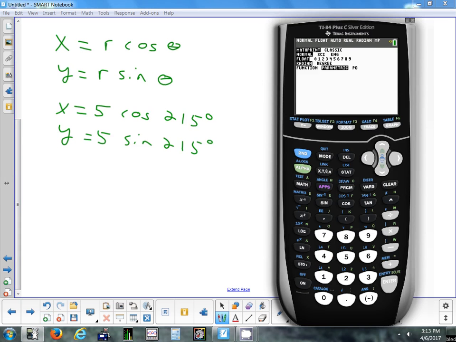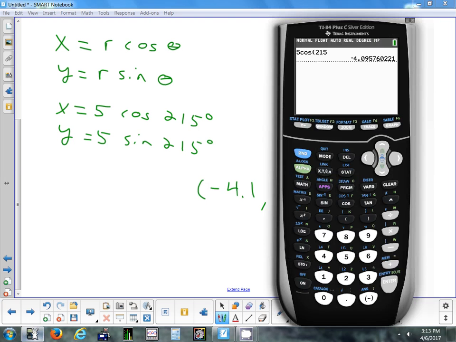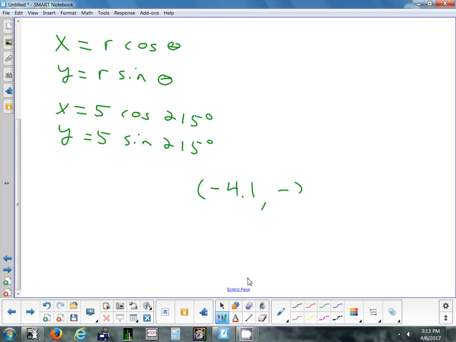I have to switch over to degrees because that's what I had. So 5 cosine 215 is negative 4.1, just rounding it off. And 5 sine 215 is negative 2.9. So roughly that's what the coordinate would be if you converted polar to rectangular.